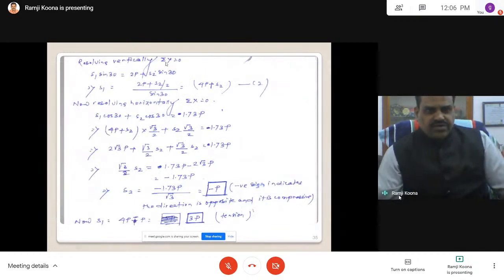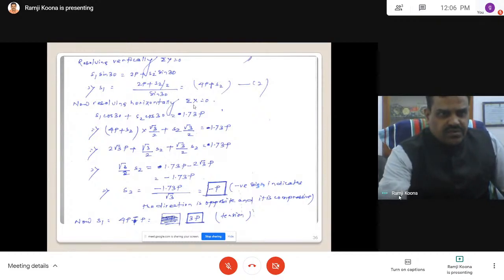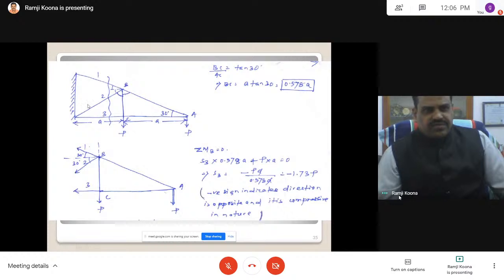You have to find out the other two by resolving Fy equal to 0 and resolving Fx equal to 0. Suppose Fy equal to 0 at this point. S1 vertical, S1 sin 30, this is upwards and this is downwards. S1 sin 30, S2 sin 30. No other loads are in the vertical direction, so both are opposite.